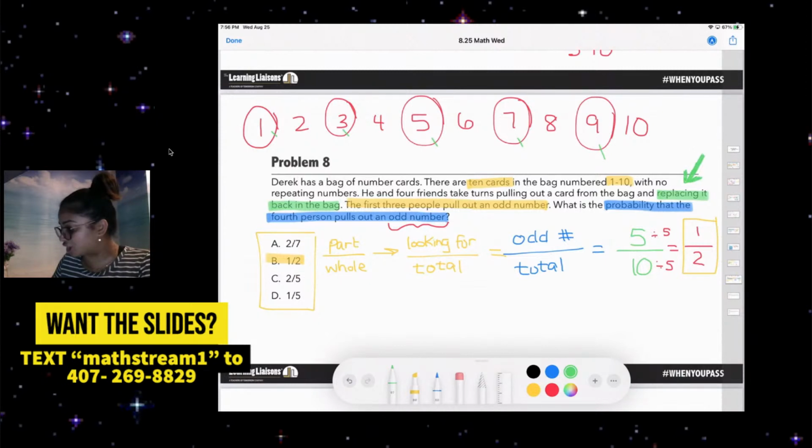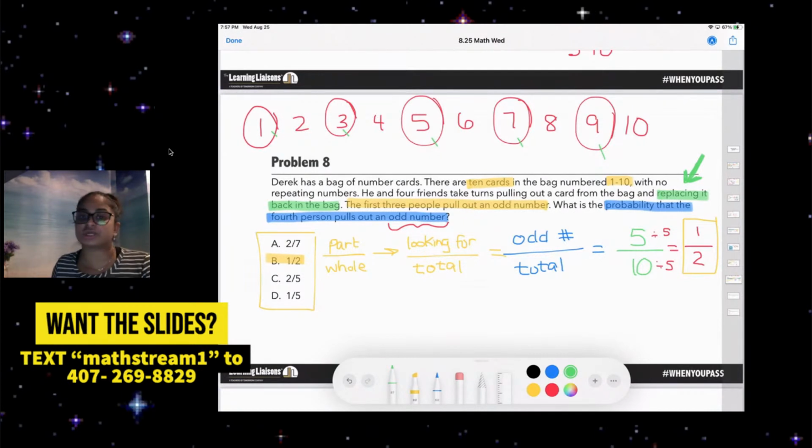Replacing the card back into the bag means that our total did not change. If we kept that card, this would be a very different problem. So it would read more of "and did not replace the card," or "they kept the card." Those are words we want to be looking for because that changes how the problem gets solved, right?